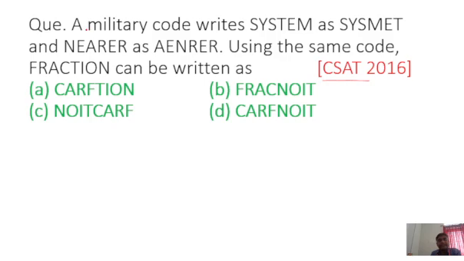The question from coding and decoding asked in CSAT UPSC 2016. The question says a code is written as SYSMET, so there are a total of 6 letters in the word.